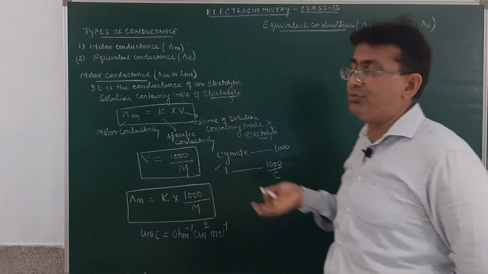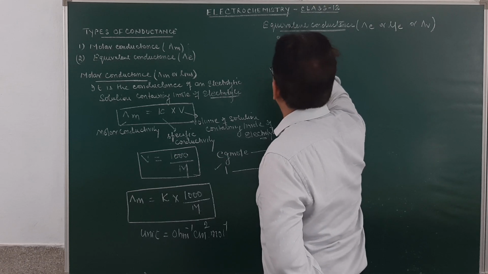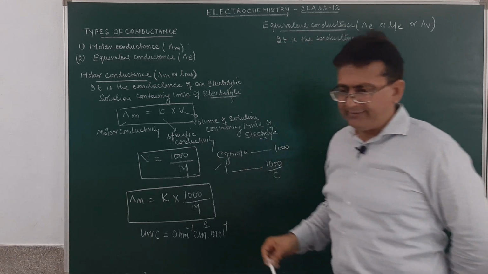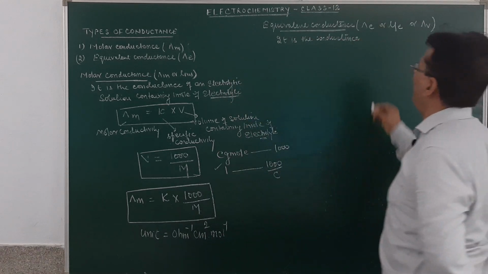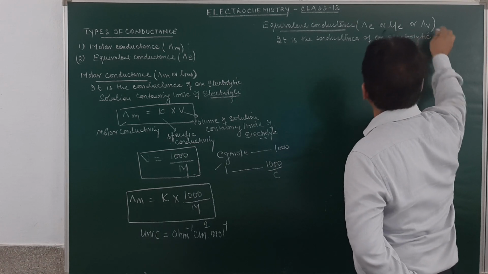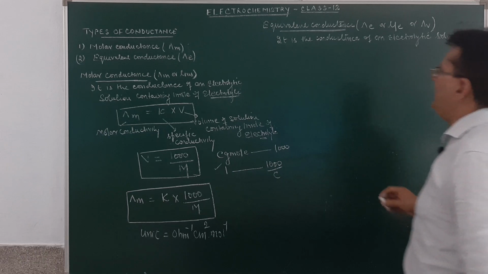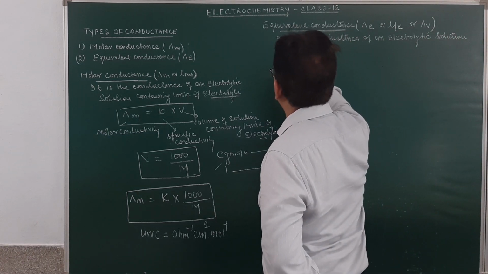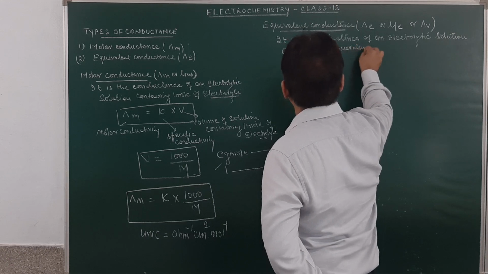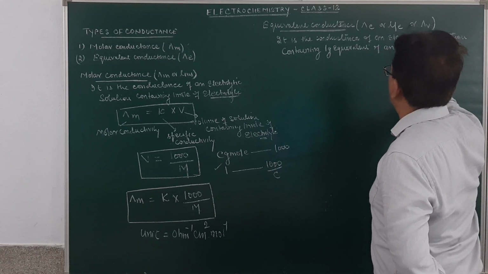A gram mole and one mole mean one and the same thing. So, equivalent conductance is the conductance of an electrolytic solution containing 1 gram equivalent of an electrolyte.